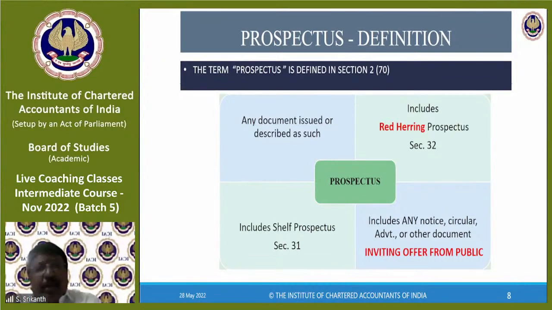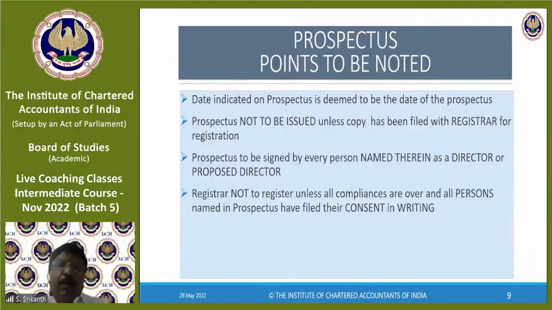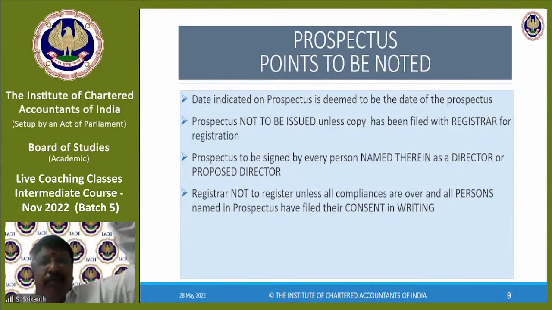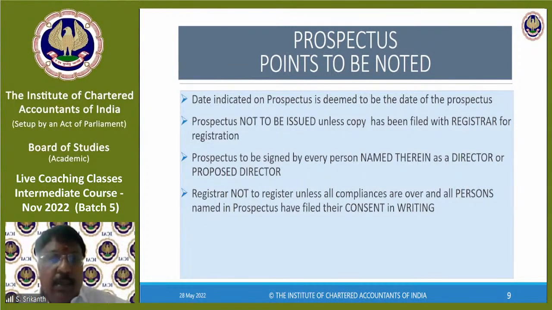Right now, the definition says prospectus includes red herring prospectus, shelf prospectus, and any notice, circular, advertisement, inviting offer from public. If you say you are issuing a prospectus, it should be in the format prescribed by the government. The date indicated on the prospectus is to be deemed as the date of the prospectus. That date is very important.